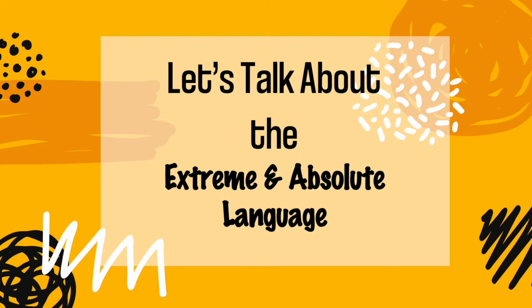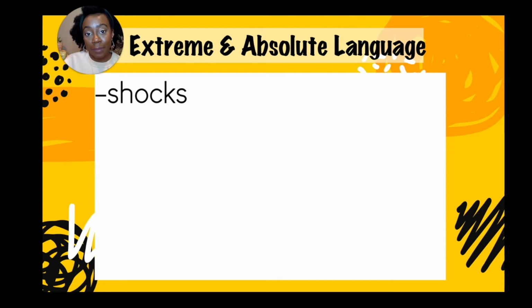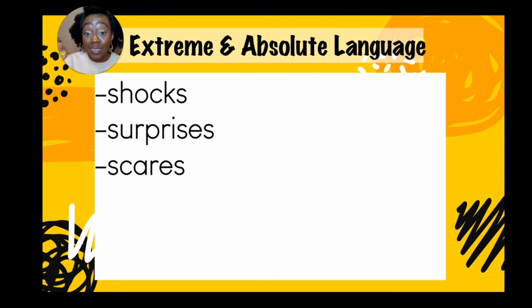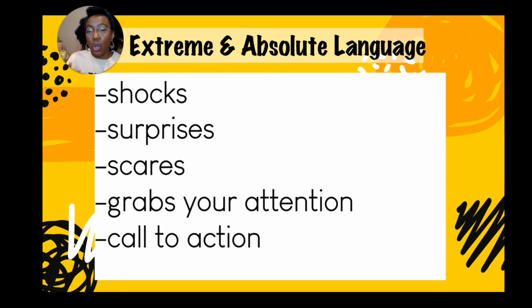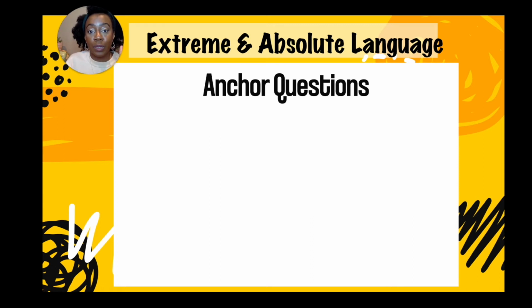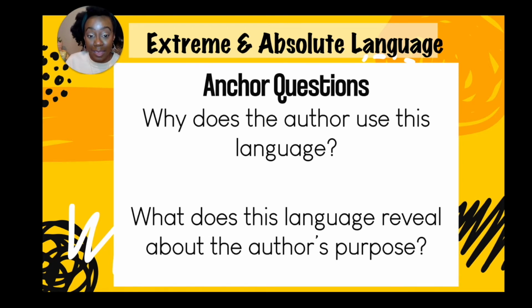Let's talk about extreme and absolute language. Authors use extreme and absolute language when they don't want to leave room for any doubt about a situation or an event. Extreme and absolute language shocks, it surprises, it can scare you, and it grabs your attention. And even sometimes there's a call to action. There are two questions I want you to keep in mind when you find examples of extreme and absolute language in text. Why does the author use this language? And what does this language reveal about the author's purpose?